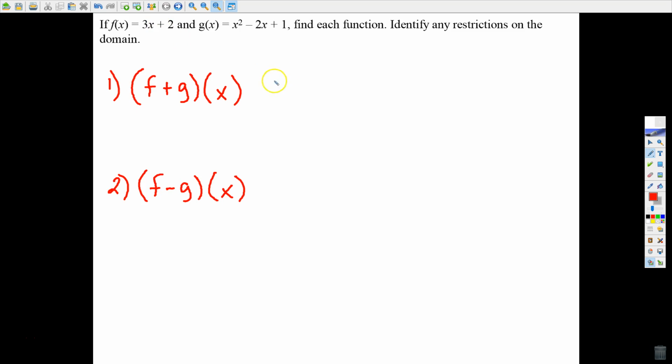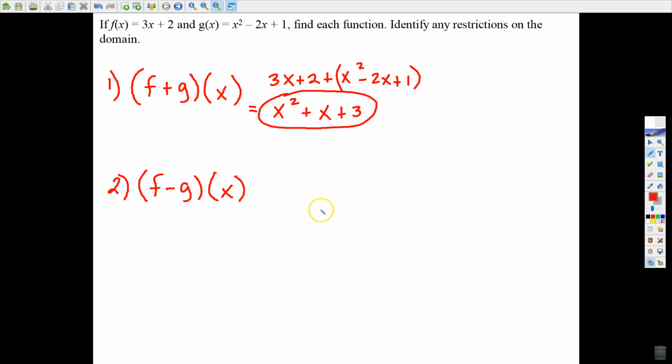So let's see. We have 3x plus 2. That is the f function. And then we're going to add to that x squared minus 2x plus 1. This is the g function. Now we just combine like terms. There's only one quadratic term, x squared. We have 3x minus 2x, that's positive 1x. And then we have these constants, 2 plus 1 is 3. So f plus g of x would equal this, x squared plus x plus 3.